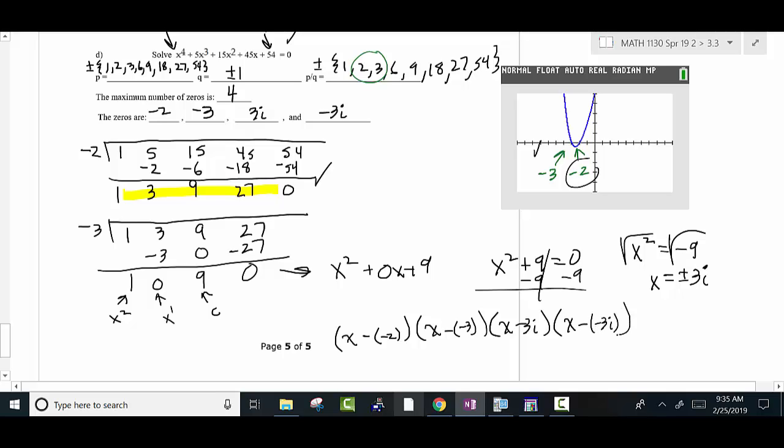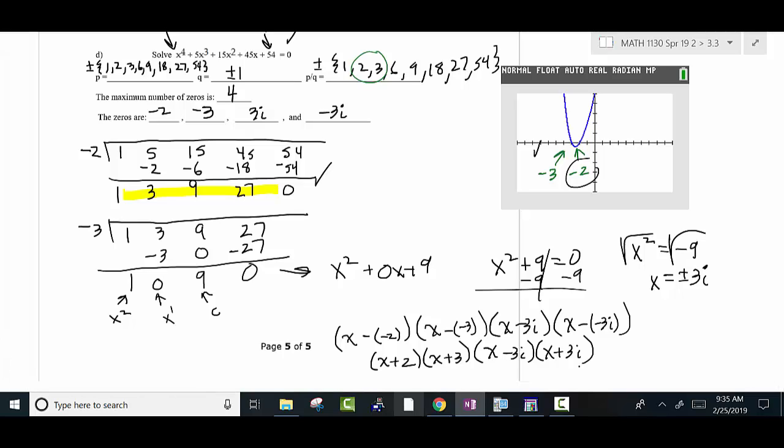So if you factored this, you would have x plus 2, x plus 3, x minus 3i, and x plus 3i like that. So that's how you would factor that polynomial, okay? And that's how you generate those zeros of negative 2, negative 3, 3i, and negative 3i. Okay, that's how that goes.